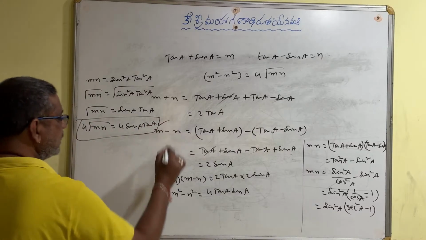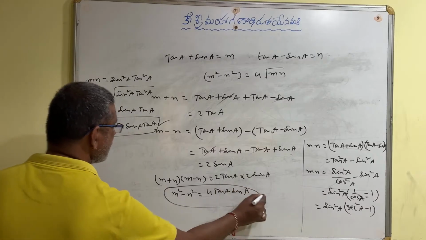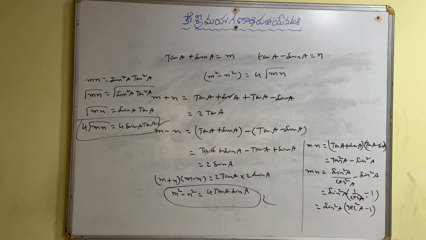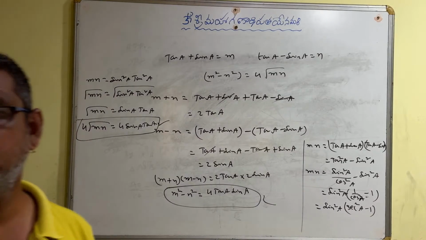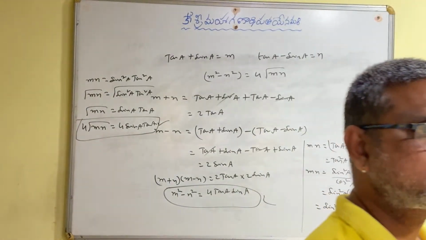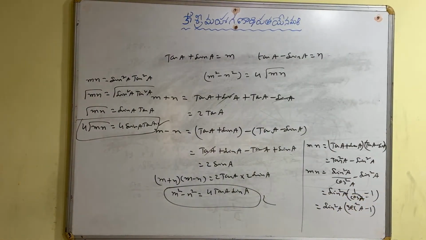Now observe these two values. M square minus N square is 4 tan A sin A. 4 root MN is also 4 tan A sin A. Okay?